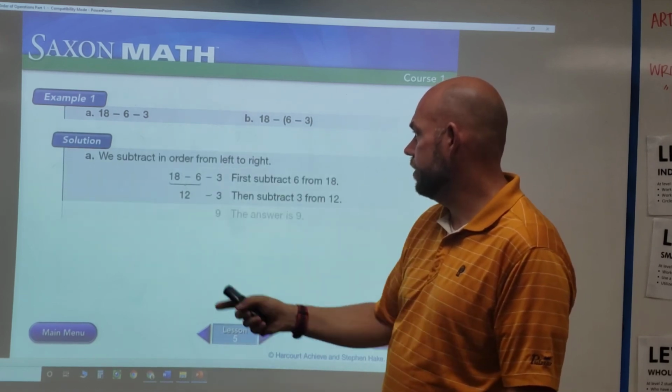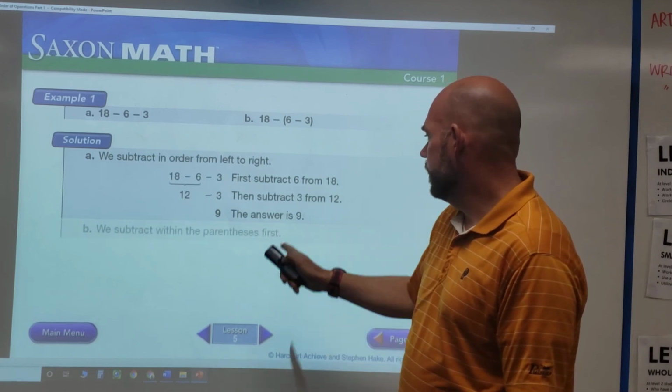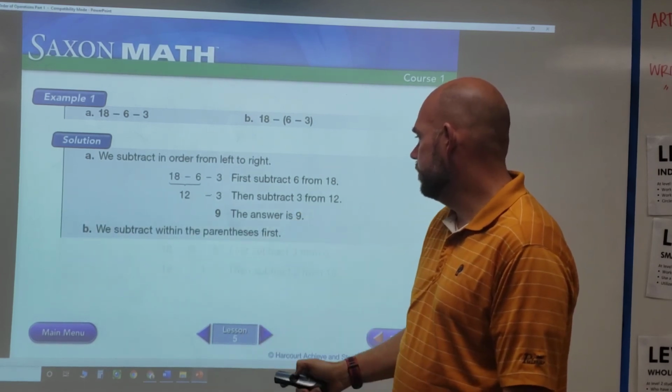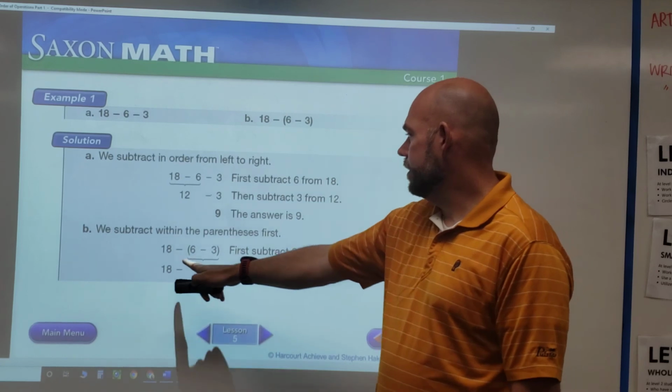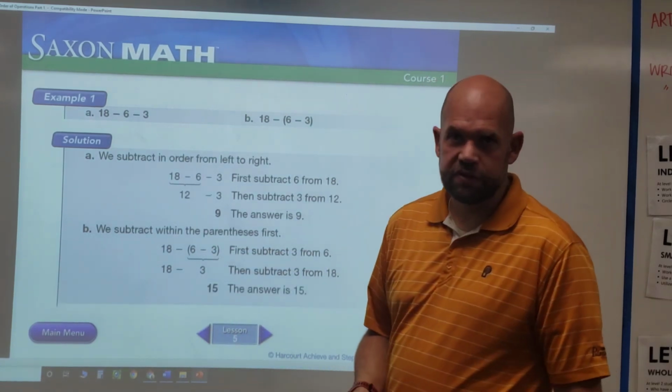So they're going to show us as they rewrite it, 18 minus 6 minus 3, and we get 9. Subtract the parentheses first. On this one, we get the 18 minus 6 minus 3, which is 3, and that gets us 15. So the same thing.